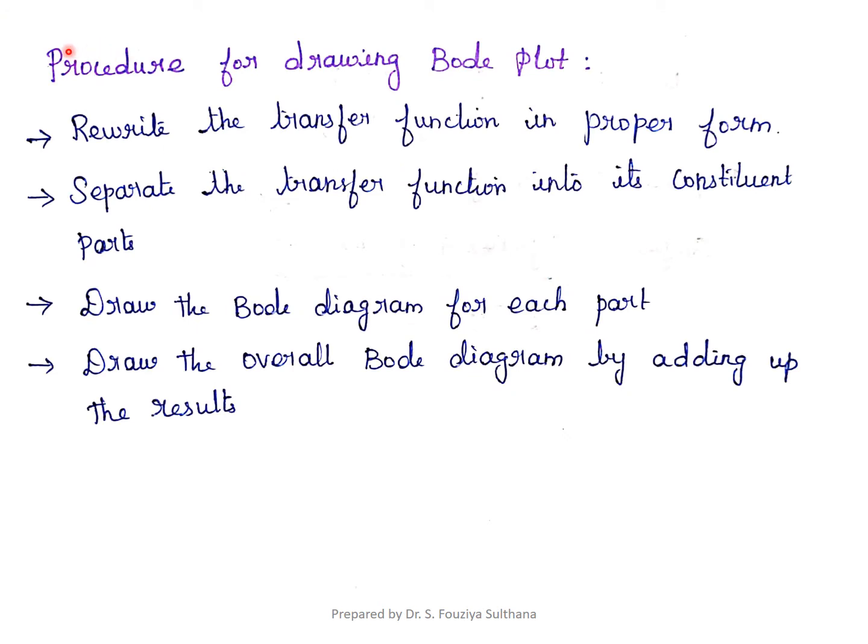These are the procedures to be followed for drawing the Bode plot. First step is to rewrite the transfer function in the proper form. That means the transfer function should be first written in the factorial form, and then we have to write it in the time constant form. The next step is to separate the transfer function into its constituent parts. For each constituent part, we have to find the slope and change in the slope. And the next step is to draw the Bode diagram for each part, and then we have to draw the overall Bode diagram by summing up the results.